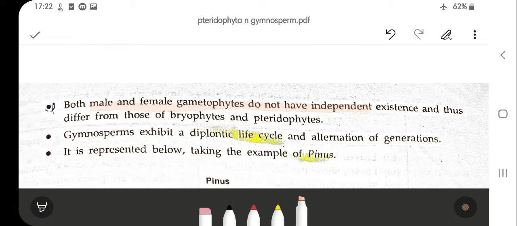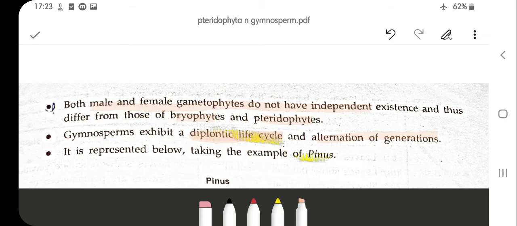As in the bryophytes, because they have their own independence, they can survive and have their own life cycle. So that's why the gymnosperms exhibit the diplontic life cycle and alternation of generation, meaning the sporophyte will undergo meiosis, and then there is the gametophyte, which is haploid, that is the alternation of generation, but independently they are not existing. Ultimately they start from the diploid phase, and end with the diploid phase, the same as that of the parent. So that's why the life cycle is the diplontic life cycle.